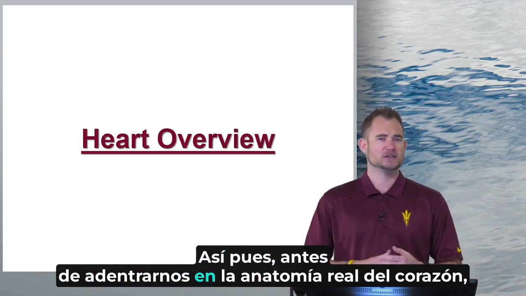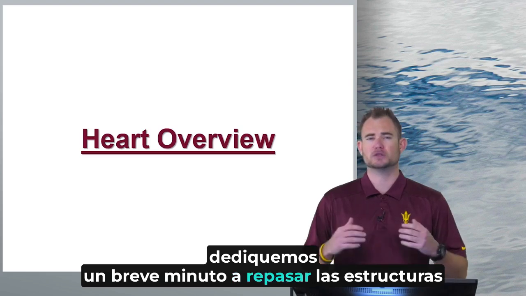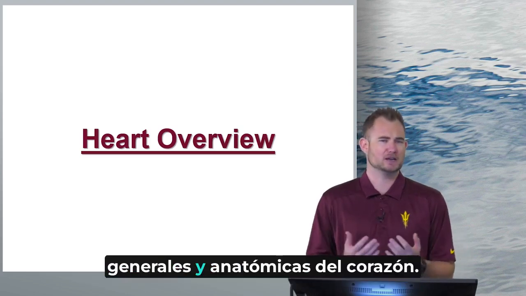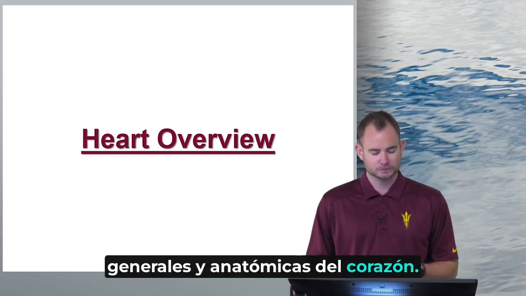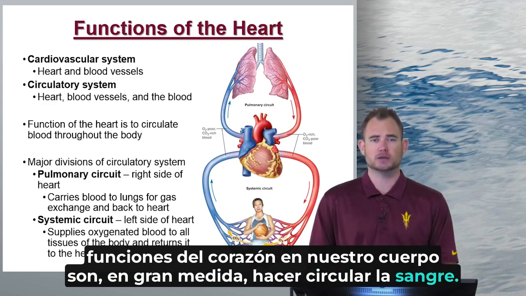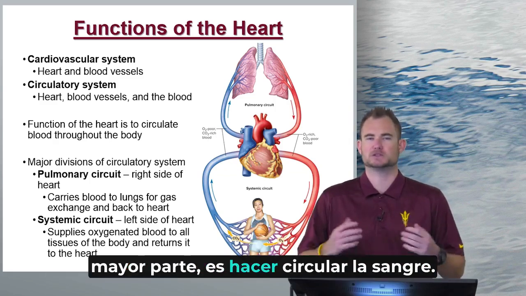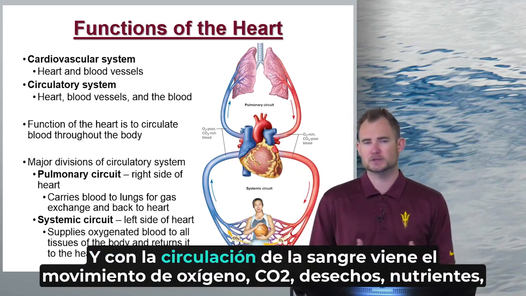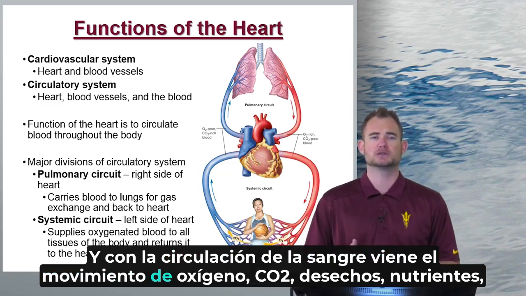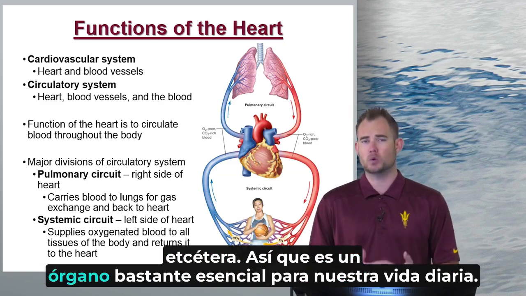So before we actually get into the anatomy of the heart, let's take a brief minute to go over the general and anatomical structures of the heart. The function of the heart as it sits in our body is largely just to circulate blood. There are other functions that you can tack onto this, but for the most part it's to circulate blood. And with the circulation of blood comes the movement of oxygen, CO2, waste, nutrients, etc. So it's a pretty essential organ for our daily lives.